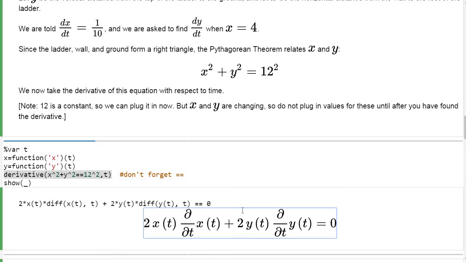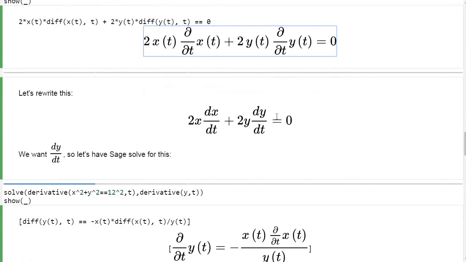Inside a square function, so you get 2 times y times the derivative of y. That's just the chain rule there. Here's how I would normally write that. Now, we want to have dy/dt. That's what the question asks us for. So dy/dt is here. Let's go ahead and solve for that.